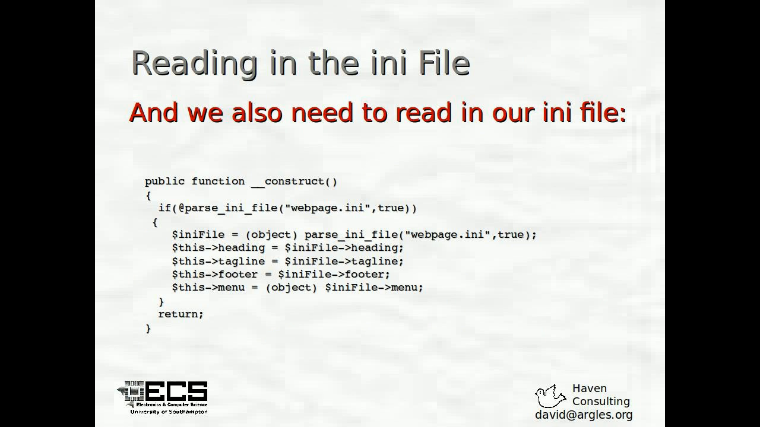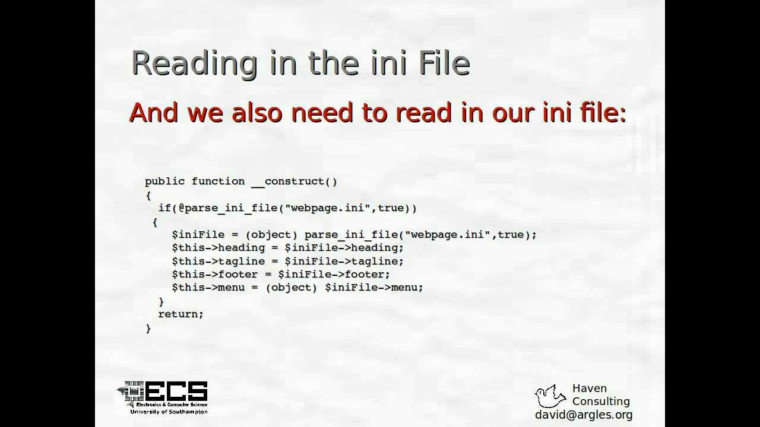Now we need to read in our ini file, and we'll do it as soon as we instantiate the class. So we have public function __construct, the function that runs whenever we create a new instance of our web page class. As soon as we do that, it will do the parse ini file, and you can see it's parsing for webpage.ini, and then assuming it's worked, if that's true, then $ini file will become whatever comes in when it parses the ini file, and notice that we've cast it as an object as we got there. Now the next line says $this pointing to heading is equal to ini file heading.